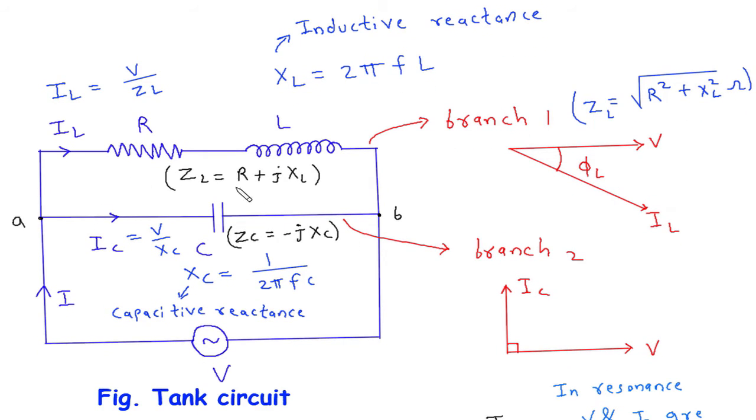Now here we can see this is branch 1. Branch 1 contains resistance and inductance in series, and branch 2 contains a capacitor.